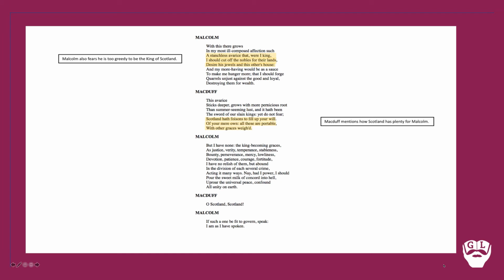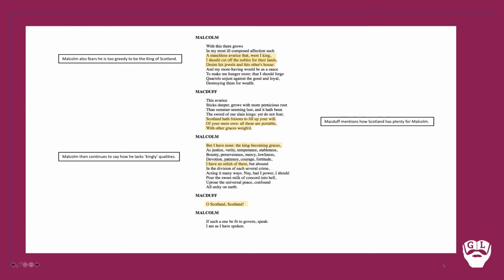Malcolm continues and says, "I have none, the king becoming graces. I have no relish of them." He just says he lacks these kingly qualities, this idea of kingship, something you may have to be assessed on at some point. The idea of being a good and noble and virtuous king, it's just not him. He doesn't feel he has that in any way, shape, or form.